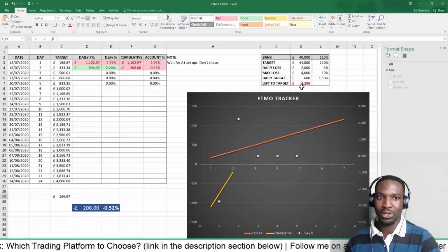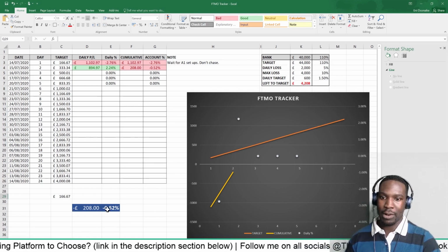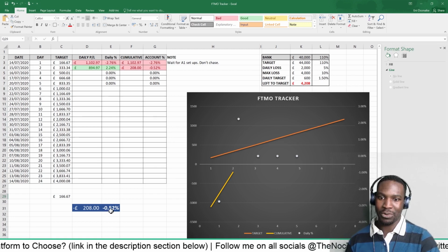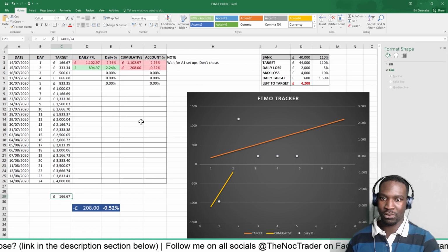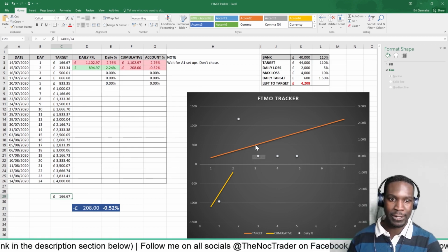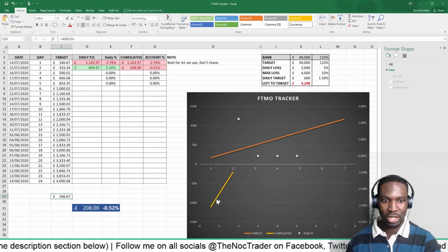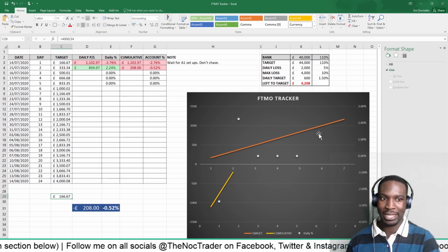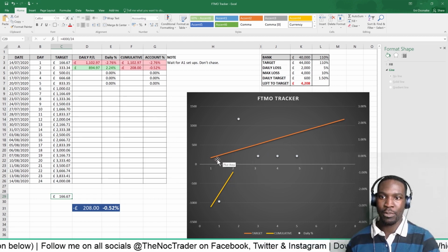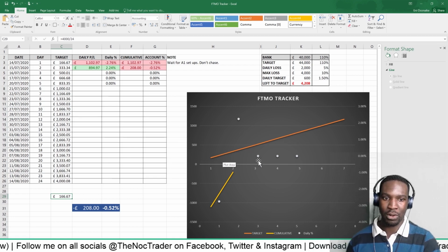That's how much I have left to make. I need £4,208 left to make. I'm currently down 0.52%. So that's my little Excel that I made for myself. This is just the line. This orange-yellow line dictates where I'm at now, and this orange line dictates my daily target and whether I'm below or above it.